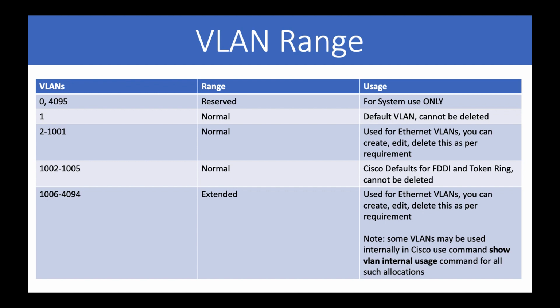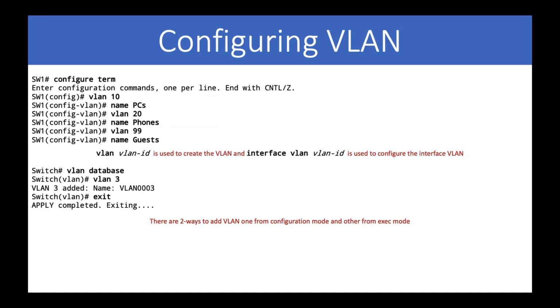Note, in Cisco switches, some VLANs are automatically reserved for internal usage. This happens only in special cases. To check if your switch has reserved some VLANs for internal usage, you can use the command show vlan internal usage. We can add VLANs through two methods. One, in configure mode, where the syntax is vlan and then the VLAN ID. And two, we can use vlan database in exec mode to enter or add VLANs.